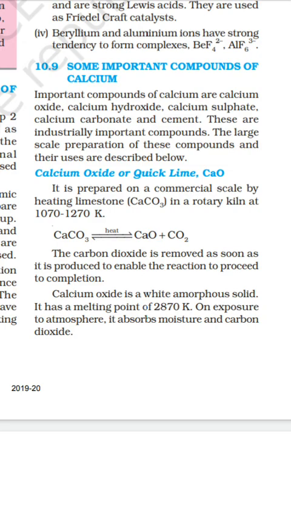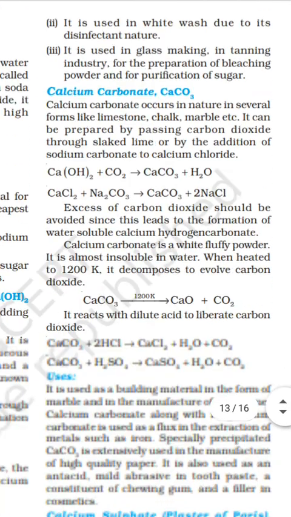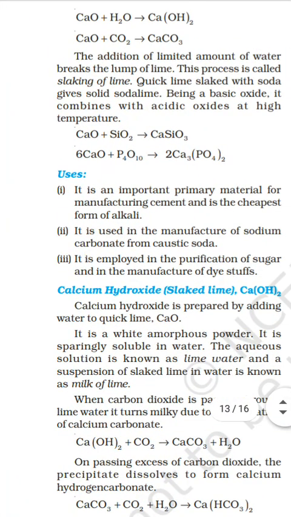The next reaction is 6CaO plus P4O10 to form 2Ca3(PO4)2. Then its uses. It is an important primary material for manufacturing cement and is the cheapest form of alkali. It is used in the manufacture of sodium carbonate from caustic soda. It is employed in the purification of sugar and the manufacturing of dye stuffs.